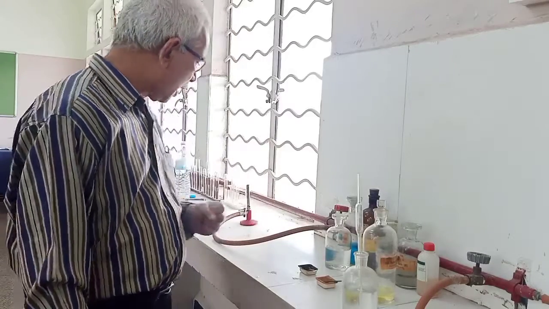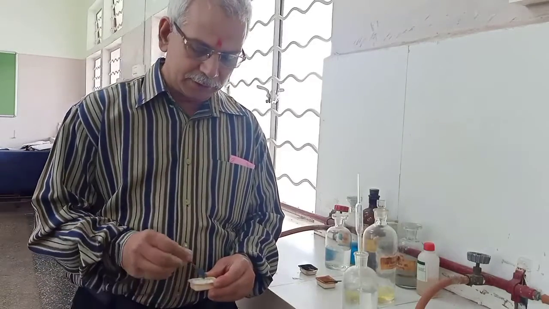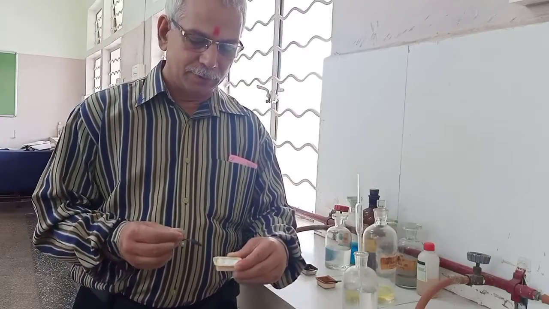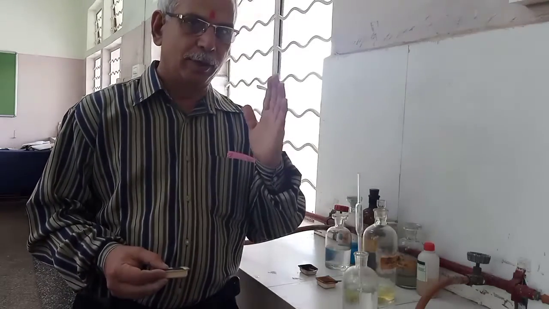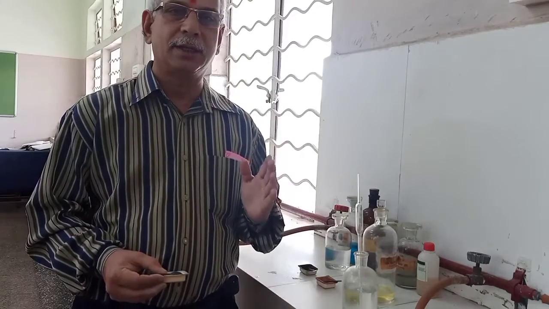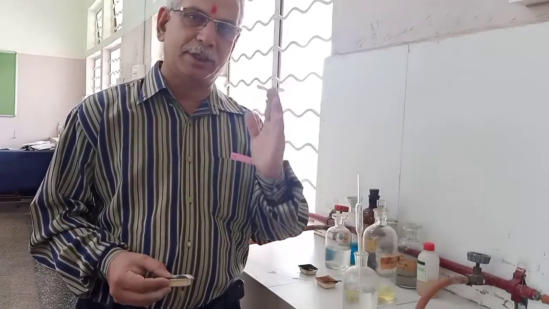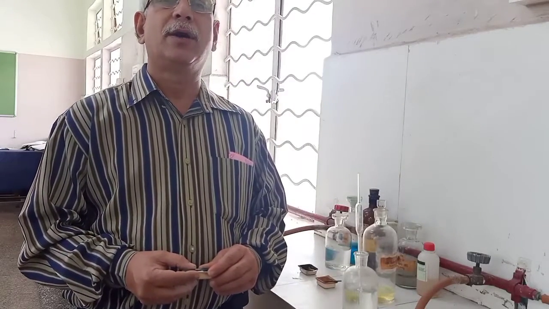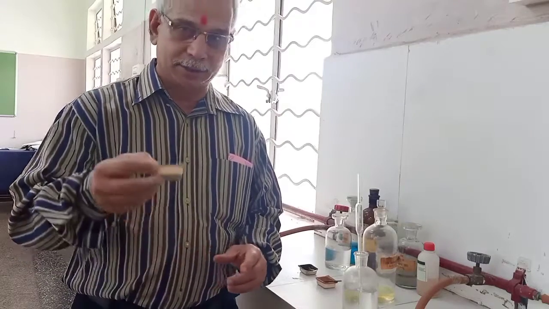So today the salt given to me is this salt, whose color is white. What do I have to do? I have to perform 3 tests. One is preliminary, second is the test for the anion or acid radicals, and third is the test for the cations or basic radicals. With this, I welcome you all to today's practical demo class for salt analysis.